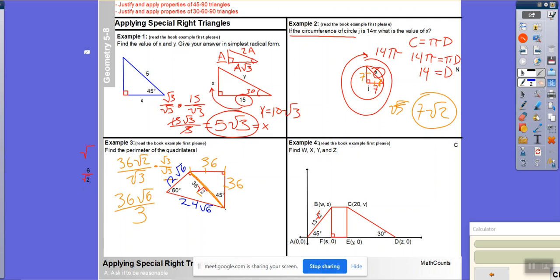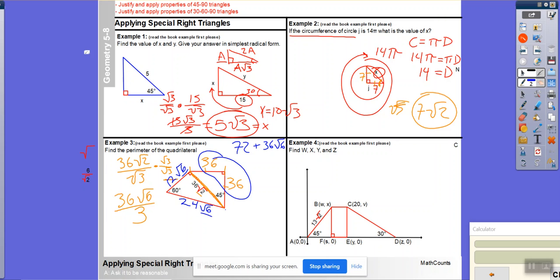So let's add the integers first. What's 36 plus 36? 72. Yeah, there you go. All right, what about 12 root 6 and 24 root 6? 36 root 6. They are like terms, because they both share the square root of 6.